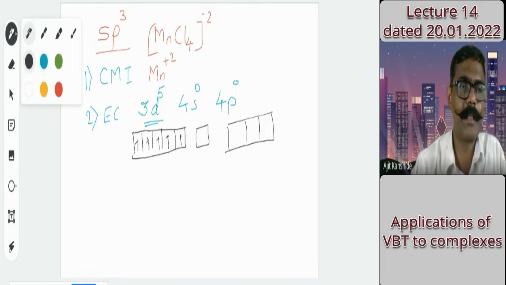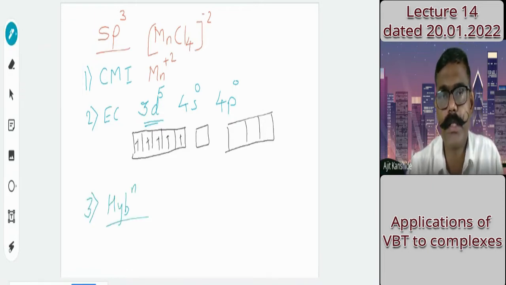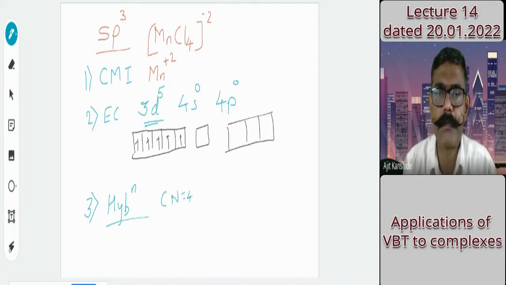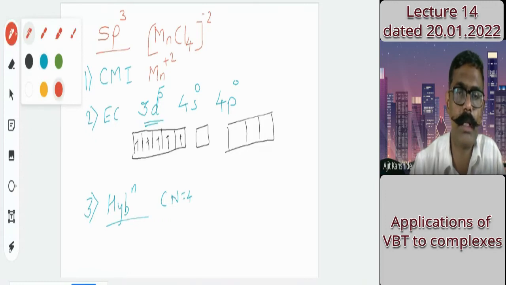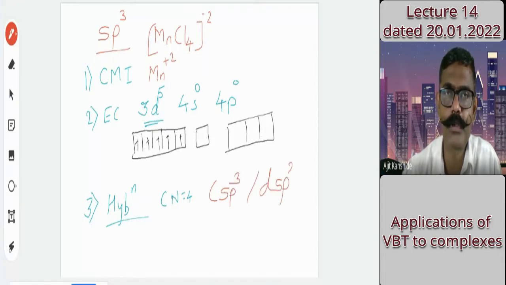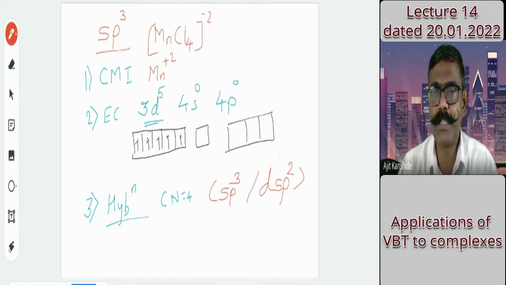Third point for explanation is regarding the hybridization. Coordination number here is 4. So geometry can be tetrahedral or square planar. I want your help. What are the possible hybridizations if coordination number 4 is there? One hybridization is sp3 and the other is dsp. How many p orbitals should be there? 2. dsp2. This dsp2 means square planar and sp3 means tetrahedral.